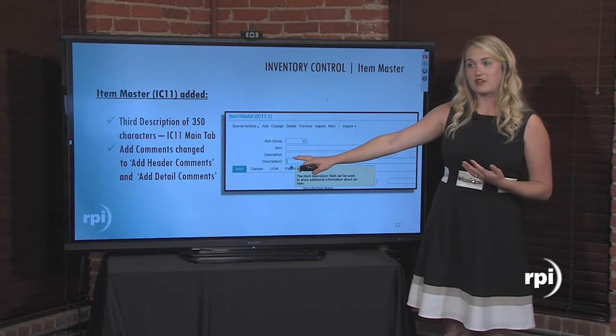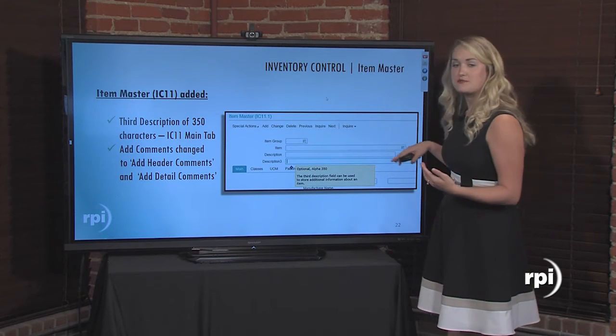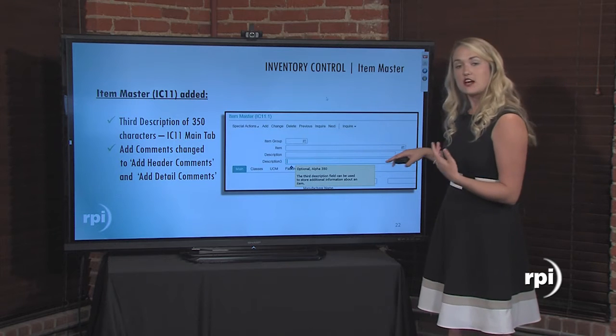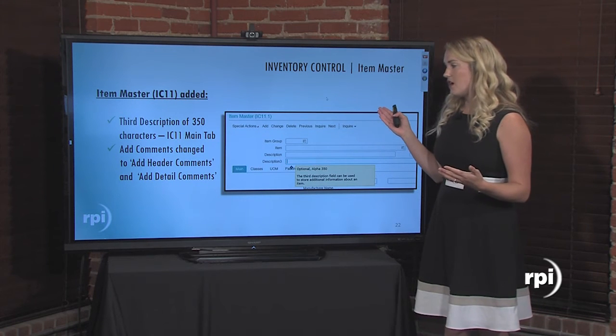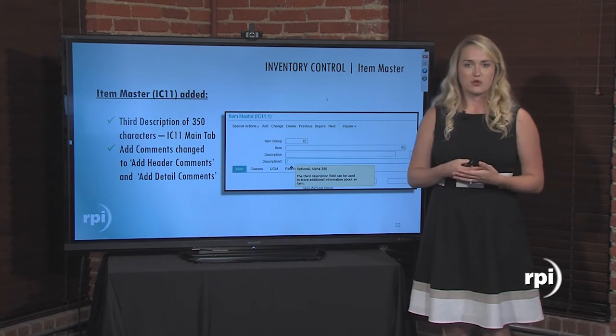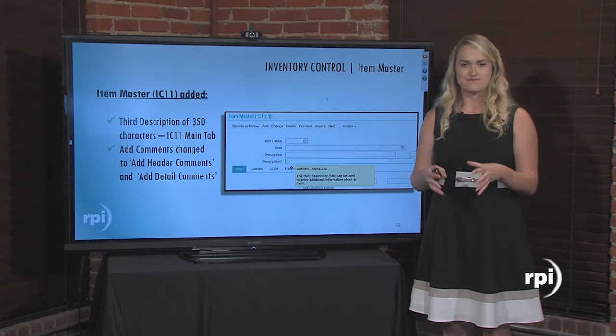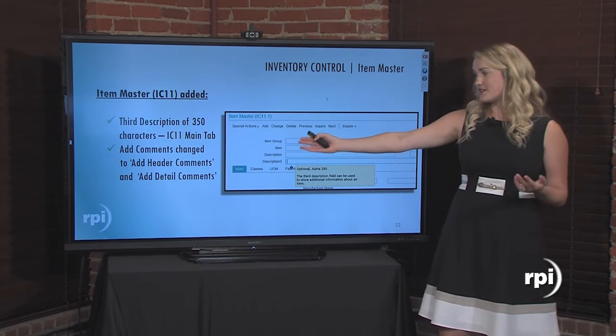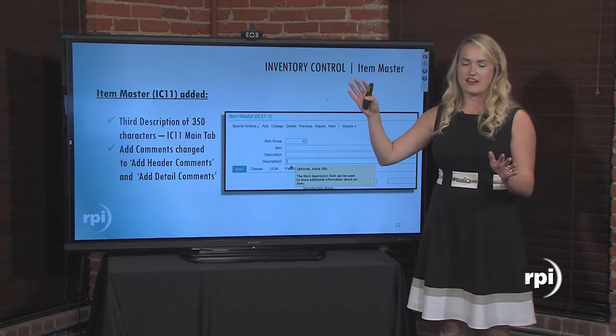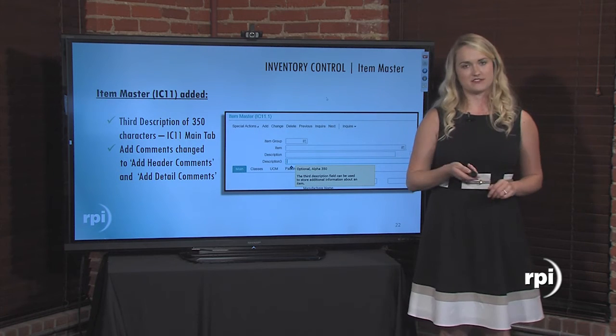Specifically, this can be helpful if you want to add the vendor description. So you've got all of the details that go into there without having to shorten the words and kind of condense it. And then also the comments have been changed. They've separated out, and now they're header comments and detail comments.